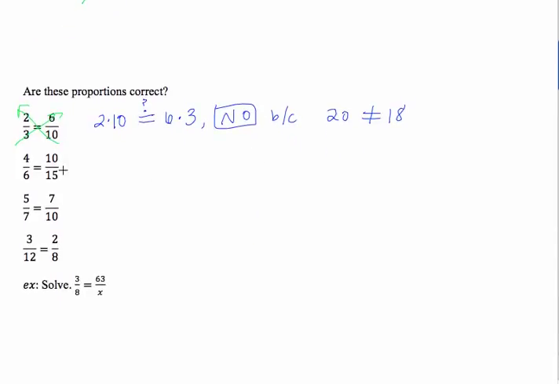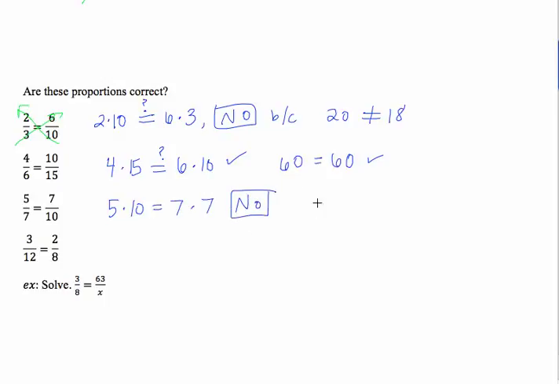Now on this next one, let's see if we cross multiply. We would have 4 times 15. Does that equal 6 times 10? And yes, it sure does, because 4 times 15 is 60, and so is 6 times 10. And on this next one, make sure you're trying these on your own first. The question is, does 5/7 equal 7/10? Well, let's do an easy check by cross multiplying. So does 5 times 10 equal 7 times 7? It's very close, but not quite, because 50 does not equal 49.